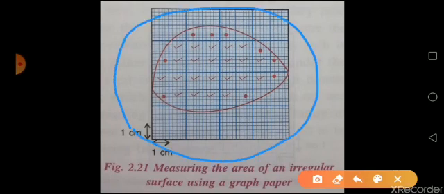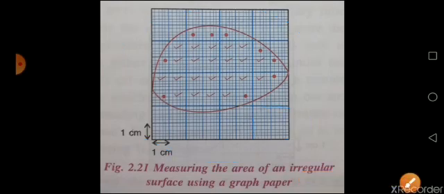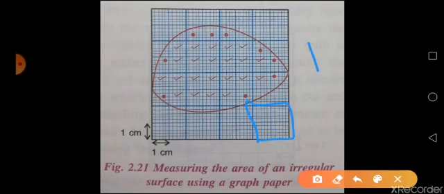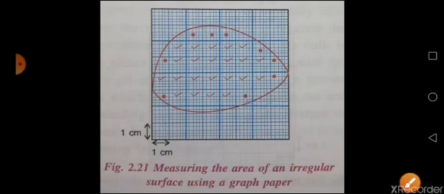As you see in the figure, this sheet is called a graph paper. Each column of a graph paper will either be 1 millimeter or 1 centimeter. Since it is of a square shape, the area of one square column can be 1 millimeter square, or if it is in centimeters, you can consider it as 1 centimeter square. So this is basically about a graph paper.